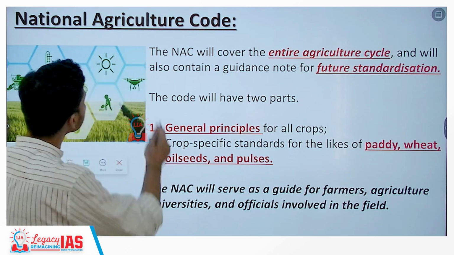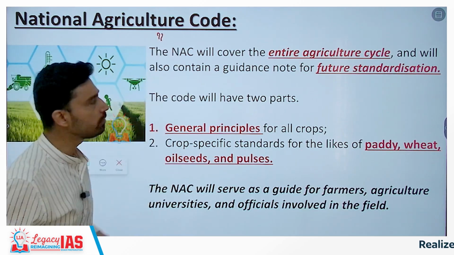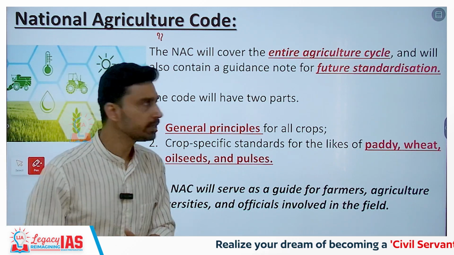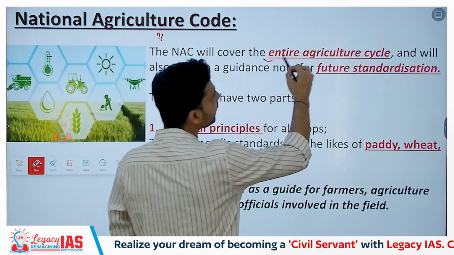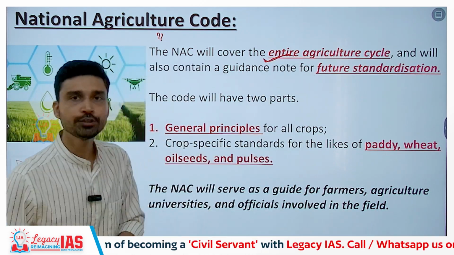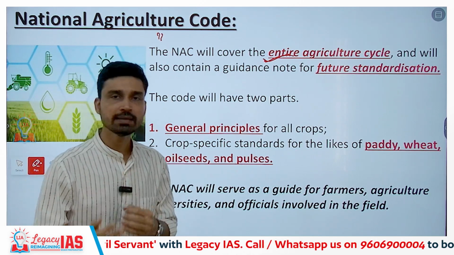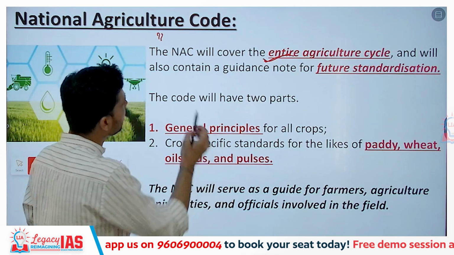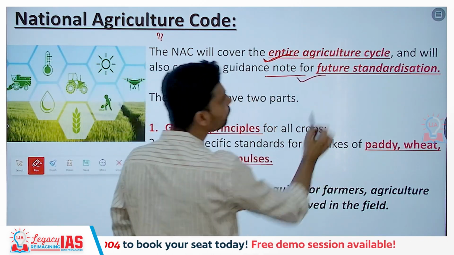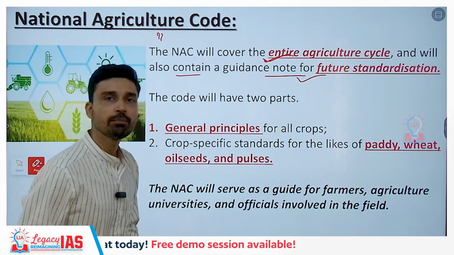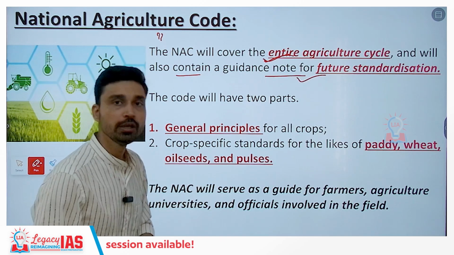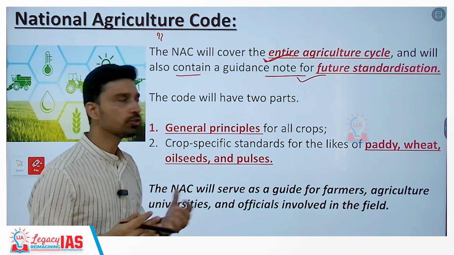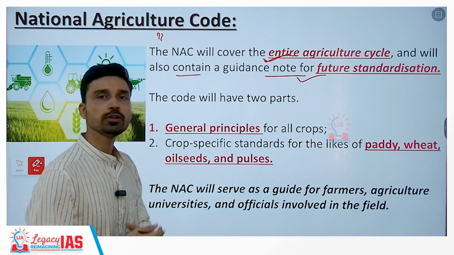If you try to understand the NAC in more detail, it will cover not only a particular subsector of agriculture, but the entire agricultural cycle, right from the input or production, sowing of the crops, till the harvesting of the crops and its marketing. It will also contain a guidance note for future standardization that might happen in the agriculture sector, largely due to the influx of science and technology in this sector, and also the inclusion of the internet and all that.